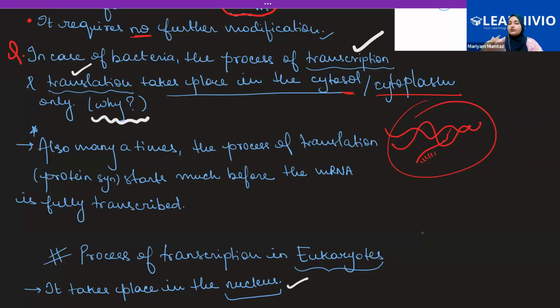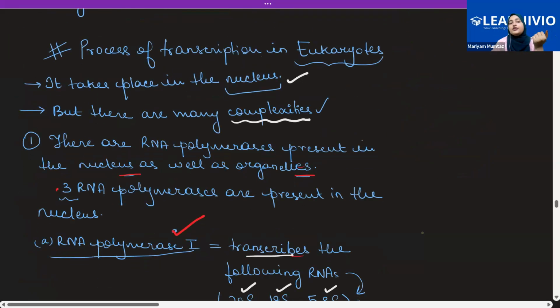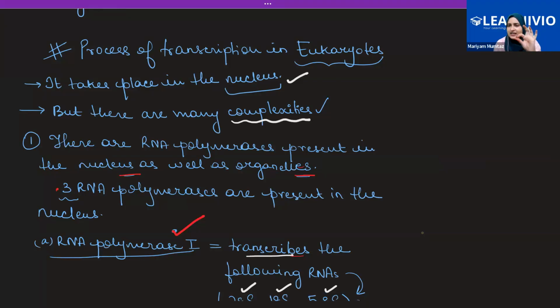But when you compare the transcription of a eukaryote to the prokaryote, it's going to be very different. The basic steps are going to be the same: initiation, elongation, termination. But in the case of eukaryotes, the process of transcription, instead of taking place in the cytoplasm, is going to take place in the nucleus. But it will be very complex. There are RNA polymerases that are present in the nucleus as well as inside the separate cell organelles.